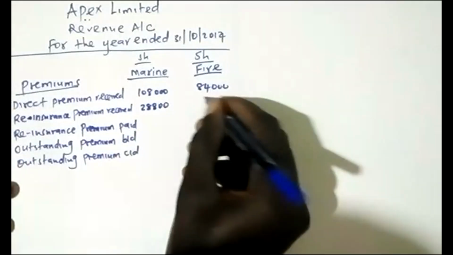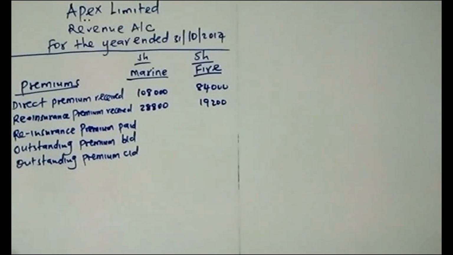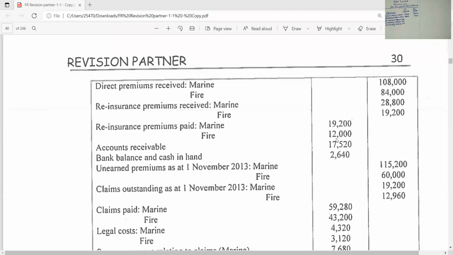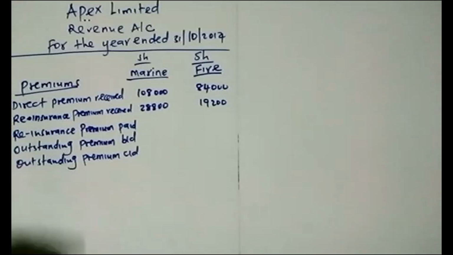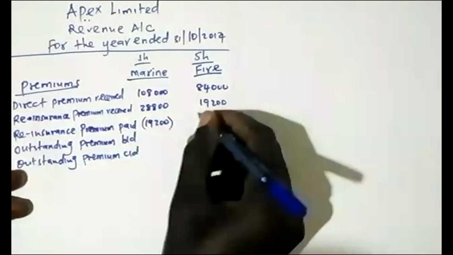28,800 and we have 19,200. Then we have reinsurance premium paid, the one which Apex transferred to another insurance firm. So which are these reinsurance premium paid? You can see it's the third one, 19,200 and 12,000. So this one is subtracted, 19,200, and we have the 12,000.